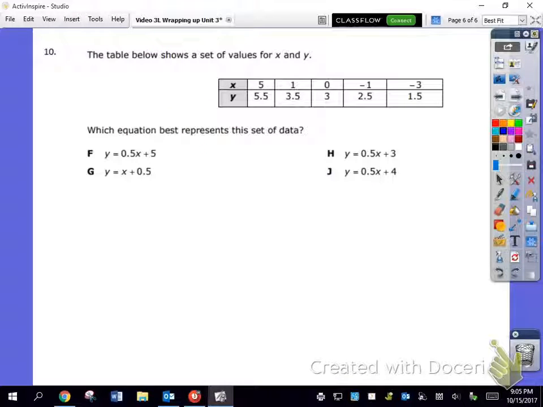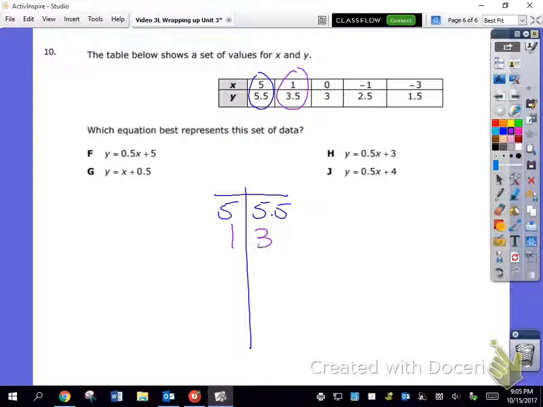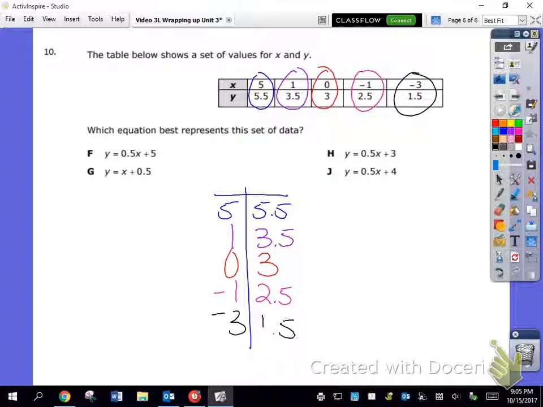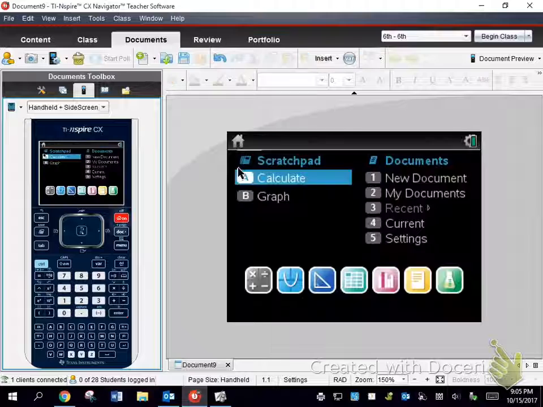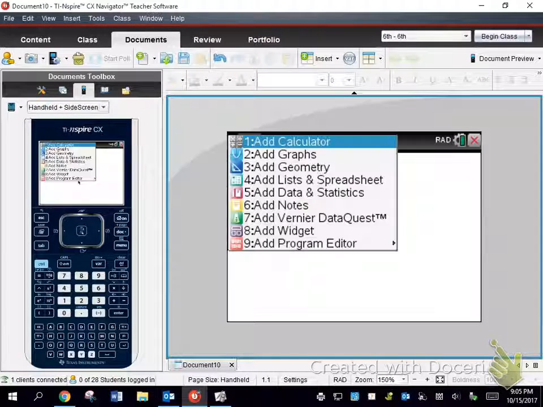And then on number 10, I have a table. So anytime you have a table, go ahead and set that up. 5 goes with 5.5. 1 goes with 3.5. 0 goes with 3. Negative 1 goes with 2.5. And then negative 3 goes with 1.5. Now, I'm going to graph, and you're going to graph all of them at the same time. So remember, when you graph, you hit the down arrow button and keep graphing and record the numbers. I'm going to go to a brand new document. I just think that's easiest to keep everything clear.